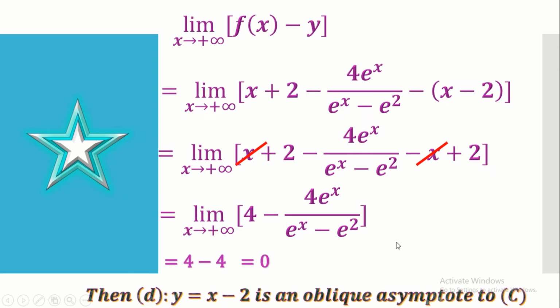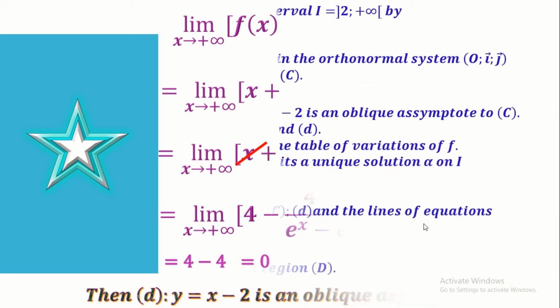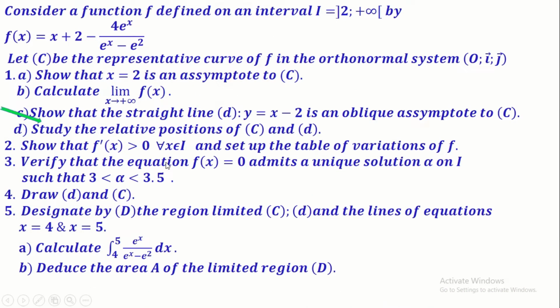Therefore, in this case, we can say that the straight line D of equation y equals x minus 2 is an oblique asymptote to the curve C, the representative curve of f. Now study the relative positions of C and D.